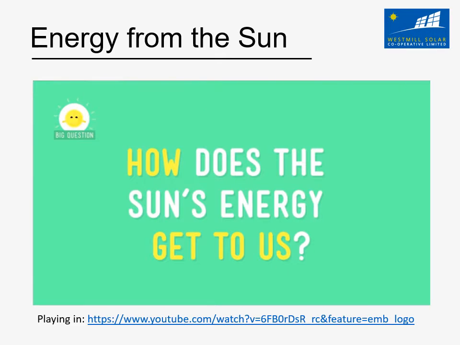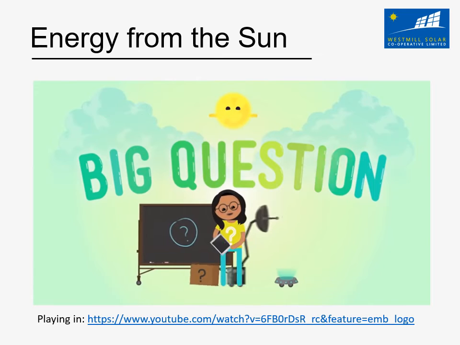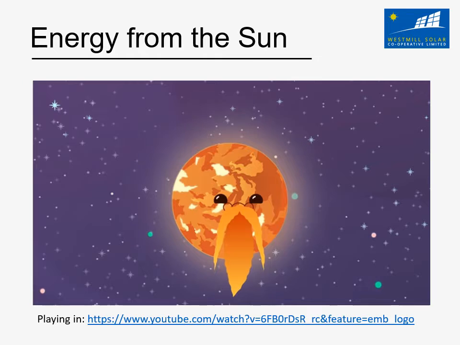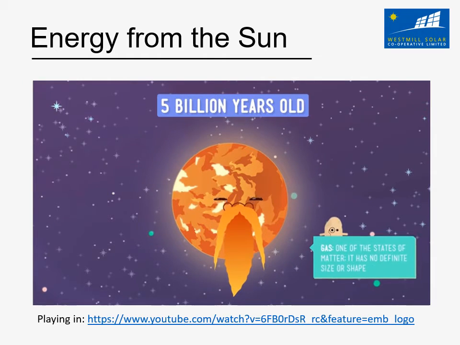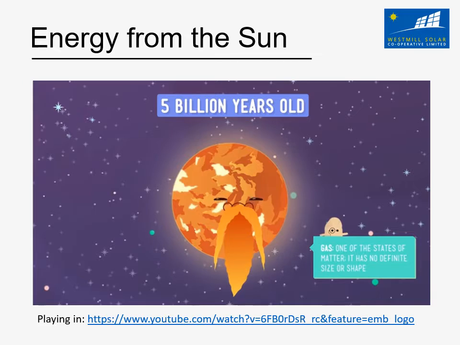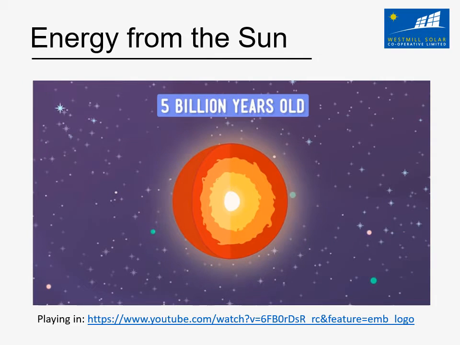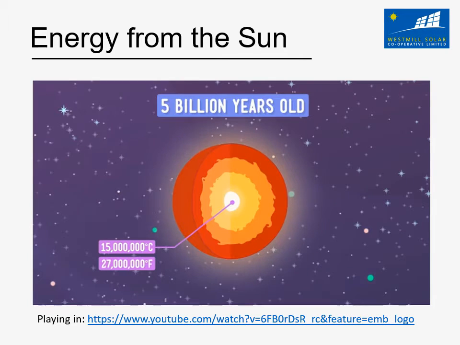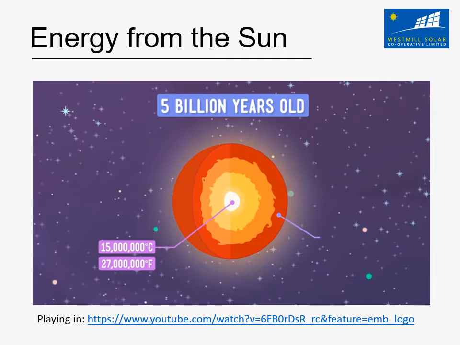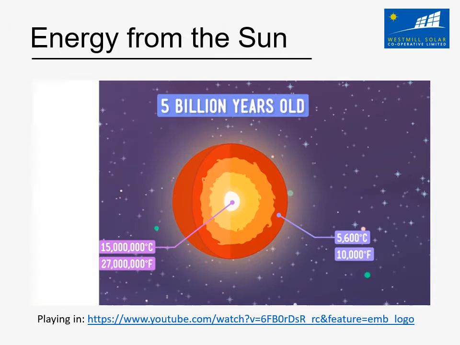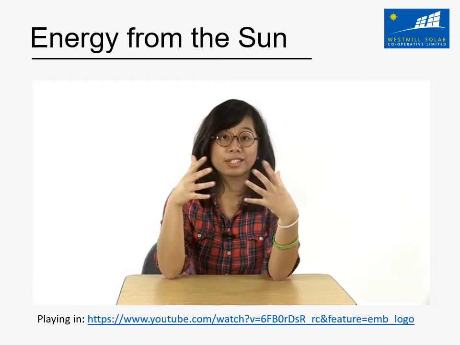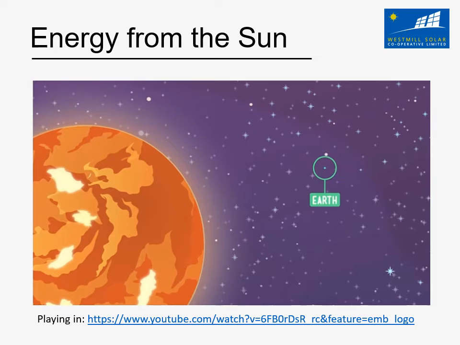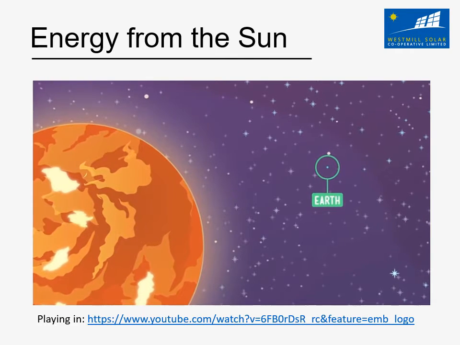But how does the sun's energy get to us? Well, first, let's talk about what the sun is. It's a 5 billion-year-old big ball of super hot gas. The hottest part of the sun is its core, or center, which is about 15 million degrees Celsius. Whoa. Its surface is not quite as hot, but it's still almost 5,600 degrees Celsius, which is pretty toasty if you ask me. And as for its size, the sun is so huge, you can line up over 100 Earths along the face of it, and more than 1 million Earths could fit inside it.